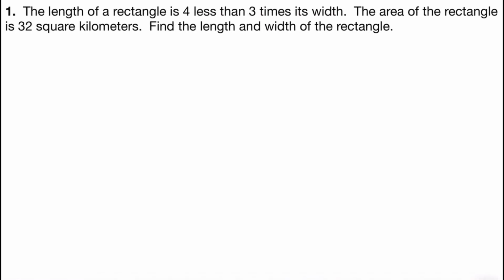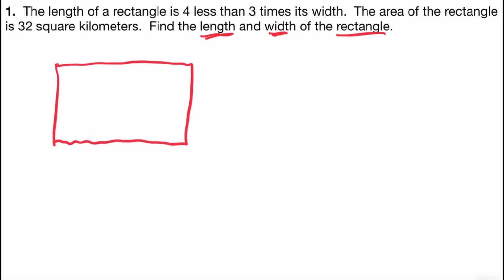Problem number 1 says the length of a rectangle is 4 less than 3 times its width. The area of the rectangle is 32 square kilometers. Find the length and the width of the rectangle. So the problem asks you to find the length and the width of a rectangle, and we're going to draw a figure to help us visualize what's happening in the problem. So we have a rectangle, and we know that the area of that rectangle is 32 square kilometers.